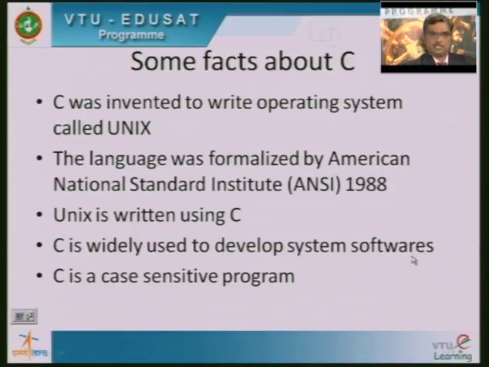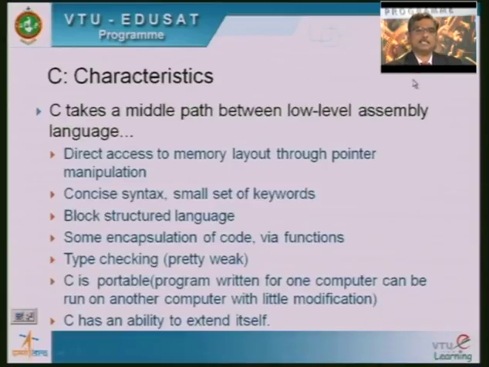Some facts about C. C was invented to write the operating system called Unix. The language was formalized by the American National Standards Institute, that's why it is the ANSI standard, in 1988. Unix is written completely using a language like C. C is widely used to develop system software and some application software also. C is a case sensitive language. That means even a capital letter and a small letter are differentiated. It will not take them as the same. That's why it is case sensitive.